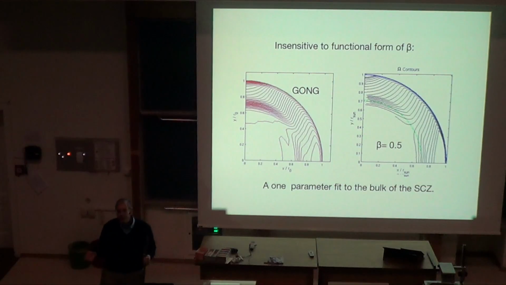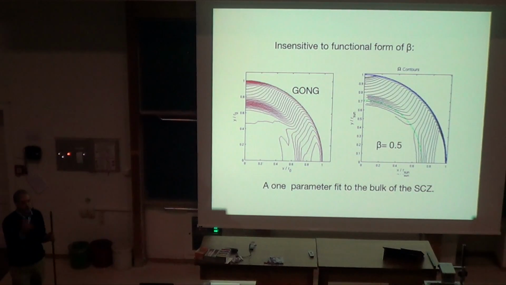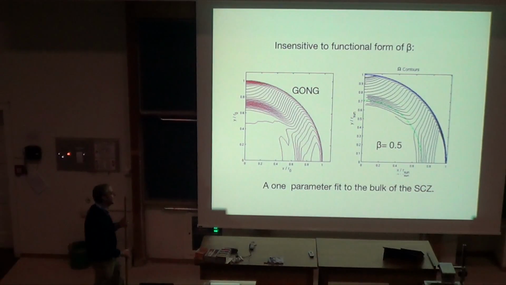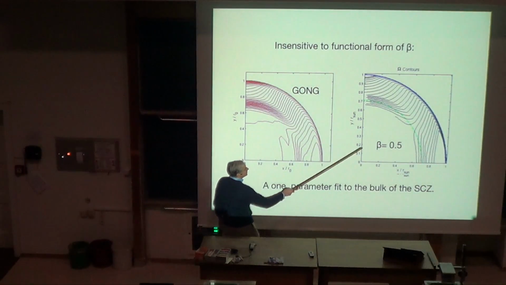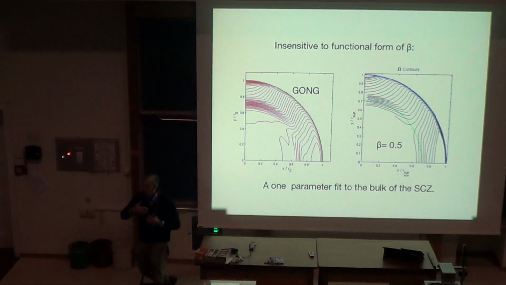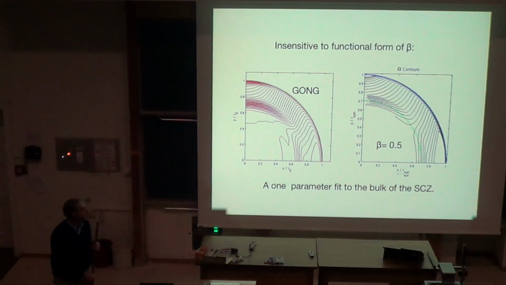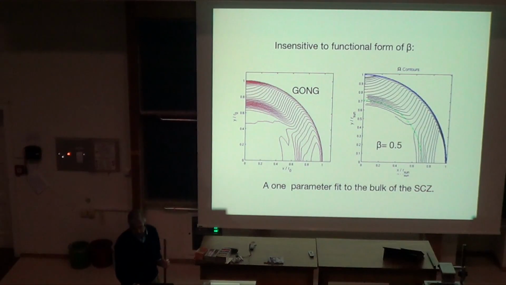And even if you don't bother fitting, you just say, beta could in principle vary from one curve to the other. If I just take a global value for beta, this is the kind of result that you get, and certainly the qualitative content is still there. That's a one-parameter fit to the entire sun. So there's something right about the theory. We need to understand it a little bit better.